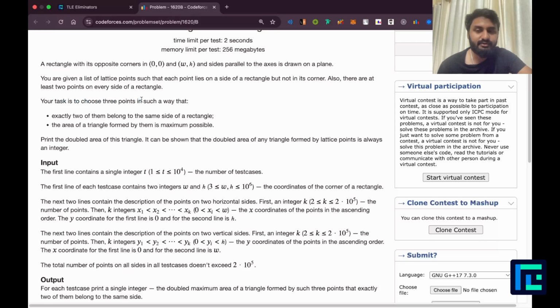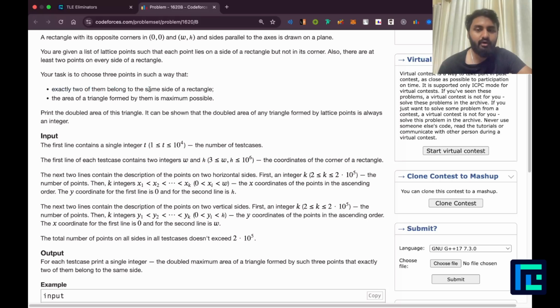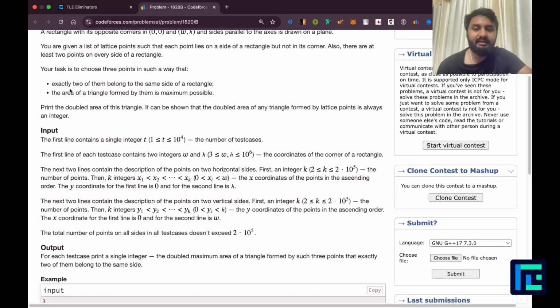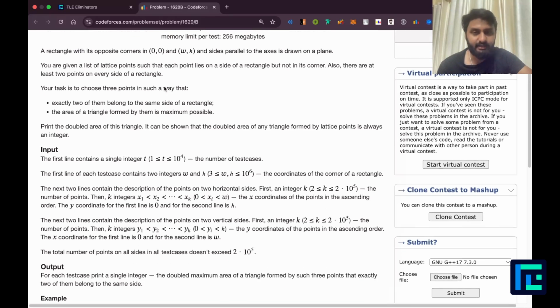Your task is to choose 3 points such that exactly 2 of them belong to the same side and the area of the triangle formed by them is maximum possible. Print the doubled area of this triangle. It can be shown that the doubled area of any triangle formed by lattice points is always an integer.